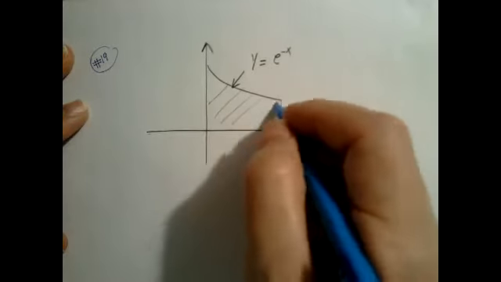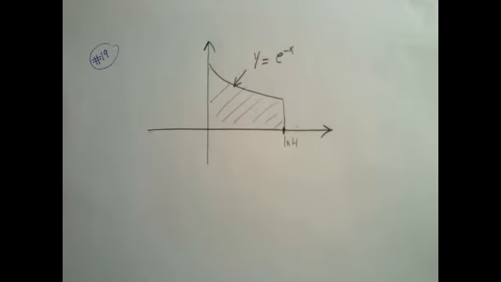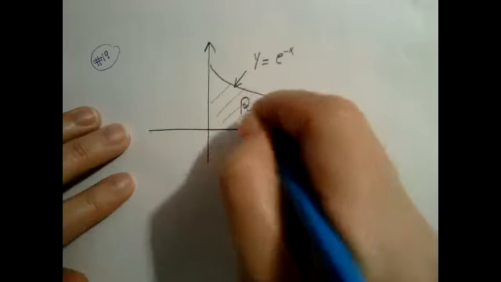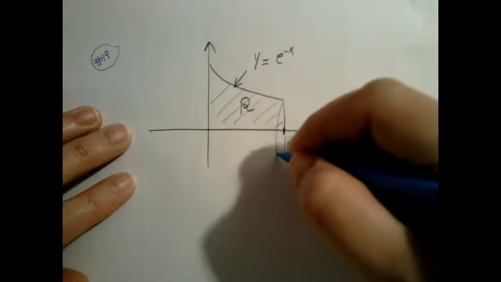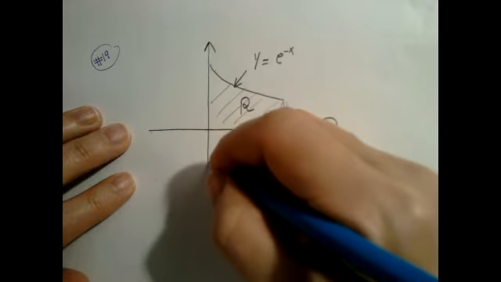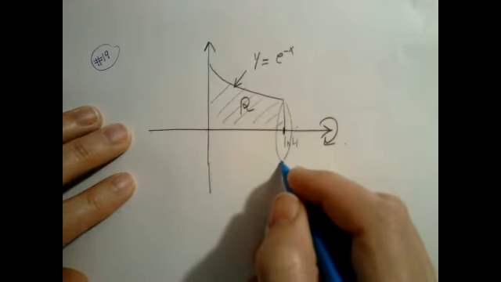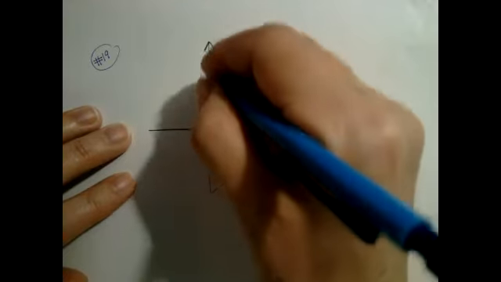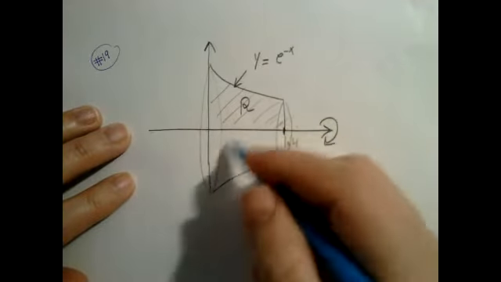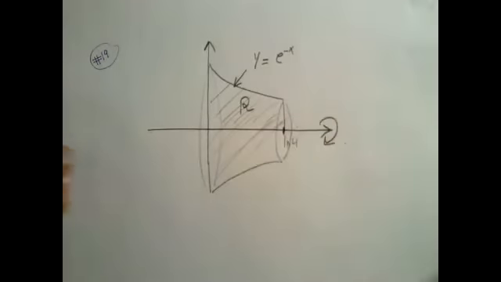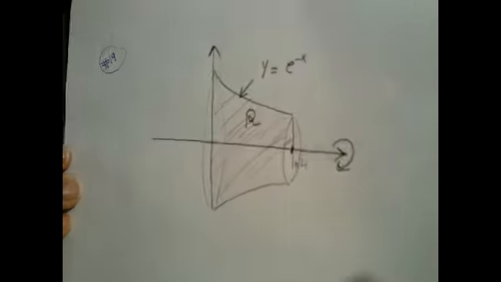That's my region. And we are going to rotate this region, revolve it around the x-axis. That's what we are doing right now. So if we rotate it, we get something like this picture. And the problem is we need to find the volume. So when we rotate it, we have a 3D object. The question is to find the volume of this object. That's really what we were doing last time.